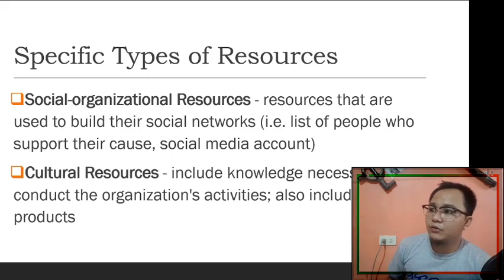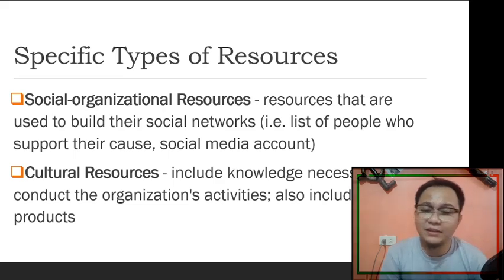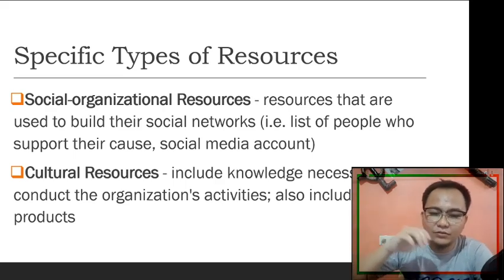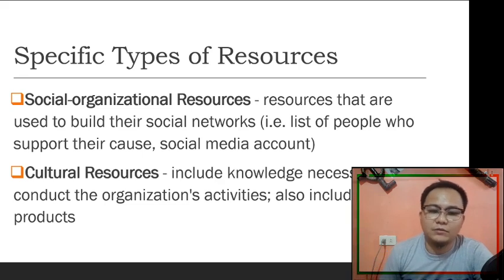Halimbawa, pwede rin siguro yung tawag dito, change.org, no? Pwede natin gamitin yung change.org para mas mapalawak pa yung reach ng ating community engagement activity, which is part of the social organizational resources. It's about building networks kasi, social networks.